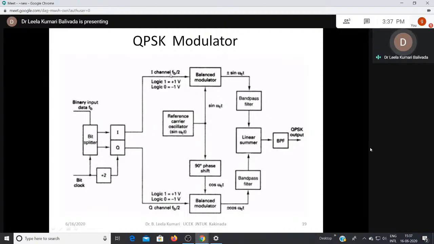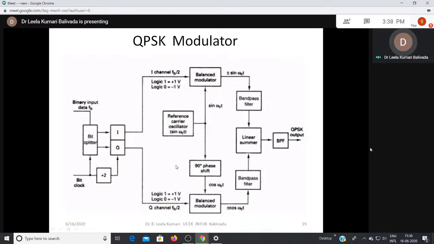So this I bit modulates the carrier that is in phase with the reference oscillator. And this Q bit modulates the carrier that is 90 degrees out of phase with the reference oscillator.